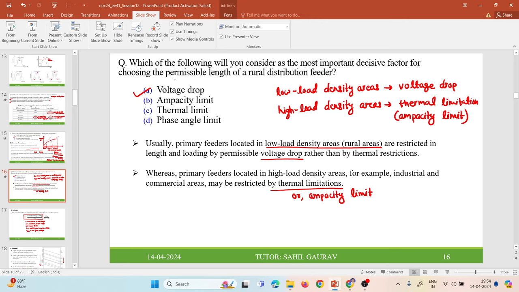If you see problem number 5 in assignment 3, they're asking what is the primary decisive factor for determining the permissible length and loading for urban distribution feeder. Then it should be ampacity limit, and when you use the term most also, it should be one answer. That is another thing. What we have discussed in the assignment, we have chosen this ampacity limit as the answer. But these two options came as the solution. I was having a doubt on that. That is why I kept clarifying.